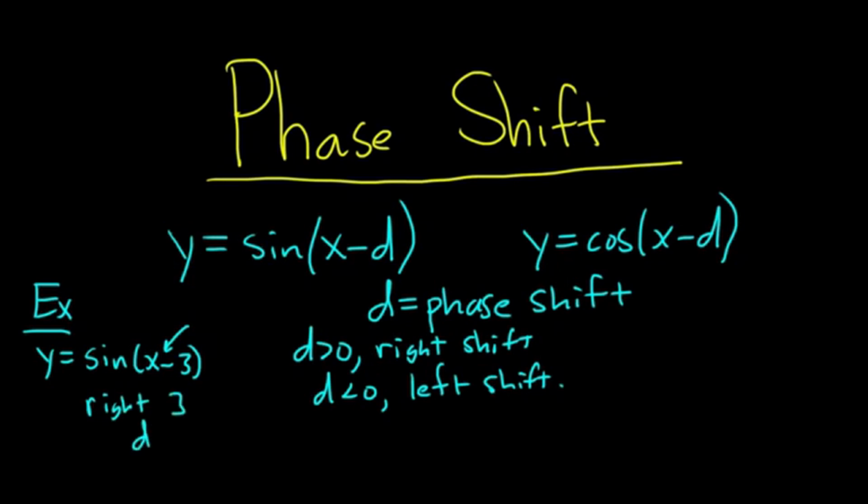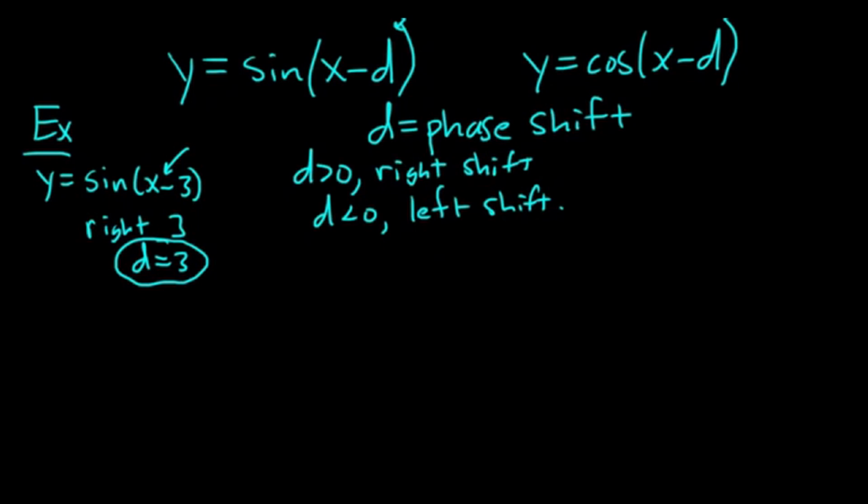The phase shift here is d equals 3, because it's x minus d, so your d is 3. Let's look at another example so you see how this works. Say we had y equals cosine of x plus 2. There are a couple of ways to do it. Method 1 is using your previous knowledge. Whenever you add a number to the x, it's actually a shift left. So we're going to go left 2.